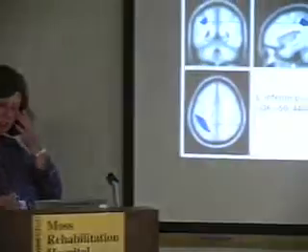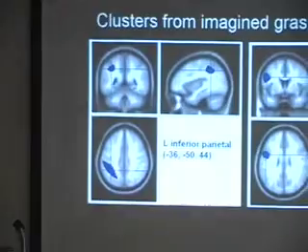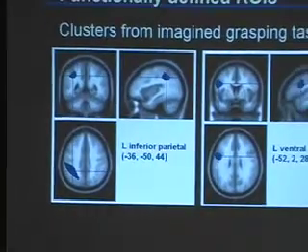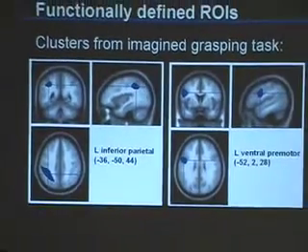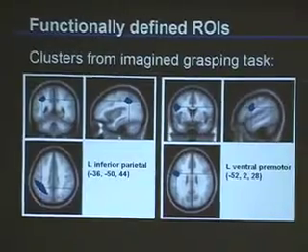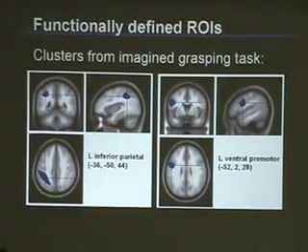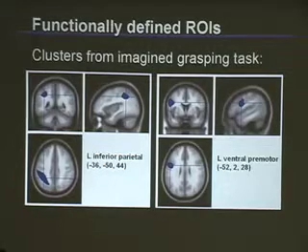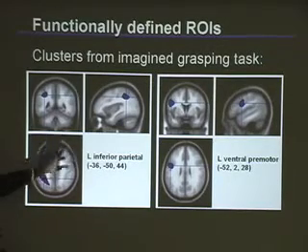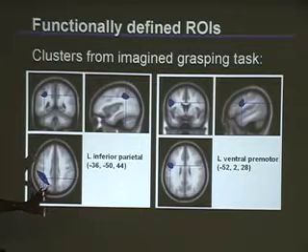Because we didn't find a difference in the clusters, we used the grasping task to define functional ROIs in these 2 regions that we were interested in. So we took the grasping clusters, the inferior parietal cortex and the ventral premotor cortex on the left side, and then used these regions to further analyze the viewing one-back task and the using task.